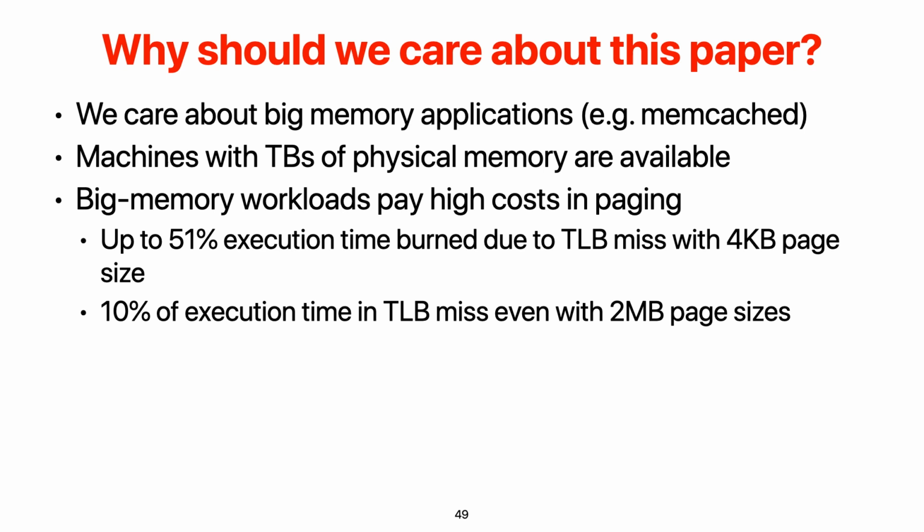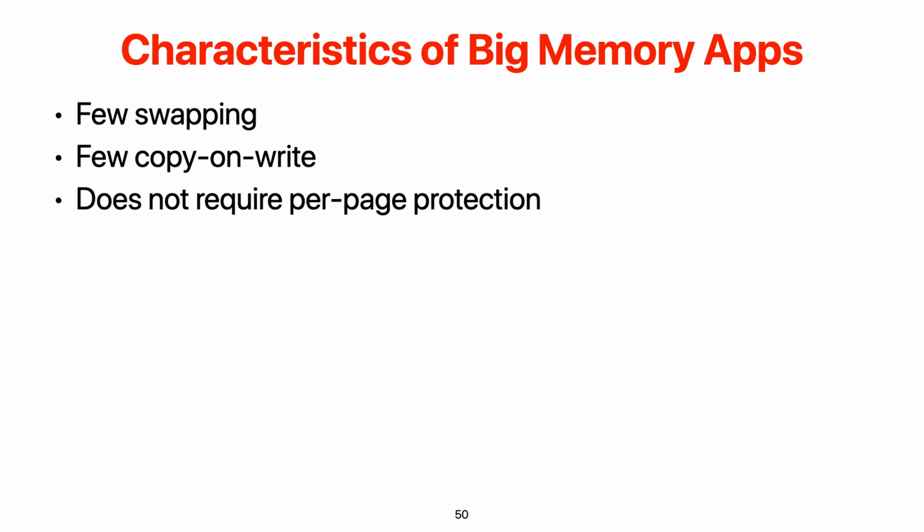So in this era, without any modifications to our existing paging system that uses 4 KB pages as the standard page size, you will find that up to 51% of the execution time is burned because of TLB misses. And with architectural support, we are able to use 2 MB page sizes. However, still 10% of the execution time is spent in TLB misses. So we have to address that, because that's very likely to be our future.